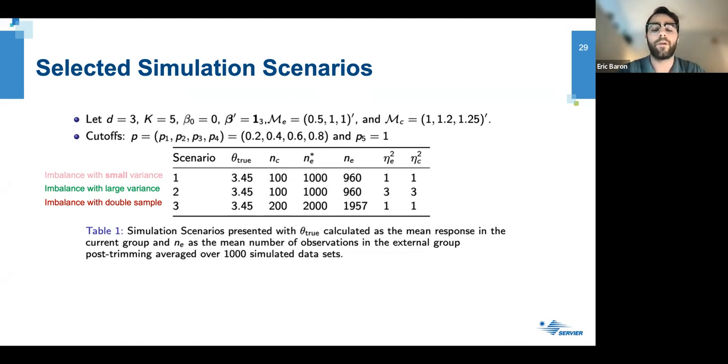Just to recap, in the first one, we have imbalance. In the second one, we have larger variance with the same imbalance. And then in the third case, we have the same variance as scenario one, but double the sample size. And I'll go back to the slide, referencing the slide as we proceed.